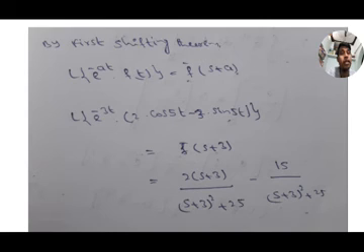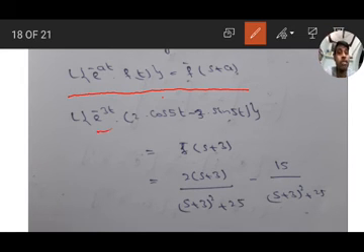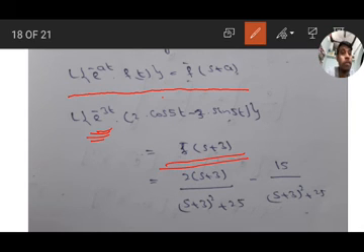By first shifting theorem, L of e to the power of minus at into f of t is f bar of s plus a. Here e to the power of minus 3t, a equal to 3, so we get f bar of s plus 3. In place of s, we have to substitute s plus 3. So we get the answer: 2 into (s plus 3) by (s plus 3) whole square plus 25, minus 15 by (s plus 3) whole square plus 25. Okay.